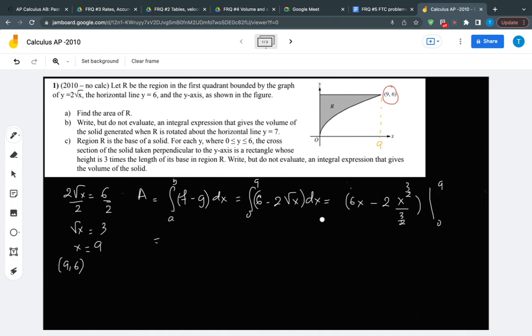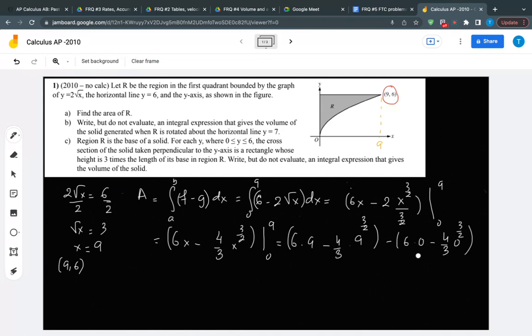Let's simplify a little bit here. When you simplify, you have 6x minus 4 over 3 x to the 3 halves, with endpoints 0 and 9. Now you substitute 9: 6 times 9 minus 4 over 3 times 9 to the 3 halves. And of course, you substitute 0: 6 times 0 minus 4 over 3 times 0 to the 3 halves. We know this part is equal to 0, so you just concentrate on these items. That's 54 minus 4 over 3 times 9 to the 3 halves. That means 9 to the 1 half, to the third power.